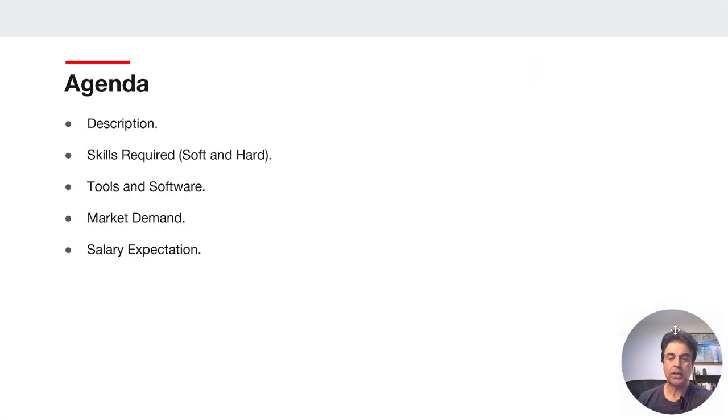So, the agenda for today is we'll talk about the description of this role. Then we'll go over the skills, both the soft and hard skills required to succeed in this role. After that, we'll review the list of tools and software a business process analyst should be familiar with. Next, we'll look at the overall market demand, especially the US market. And finally, we'll discuss the salary range across the key markets. So let's begin.